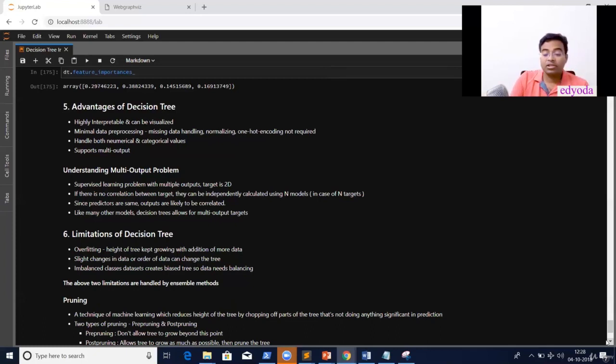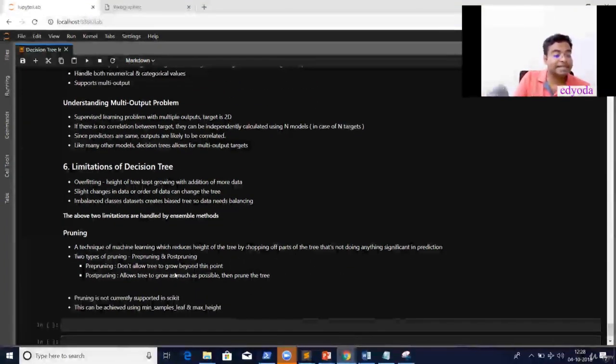Fundamentally, decision tree has a concept of pruning. You generate the tree, then you chop off some part from the bottom. There are two types of pruning: pre-pruning and post-pruning. Pre-pruning means you configure the height of the tree that you want, and you generate the tree based on that. Post-pruning means you generate the tree and chop off some parts from the tree.